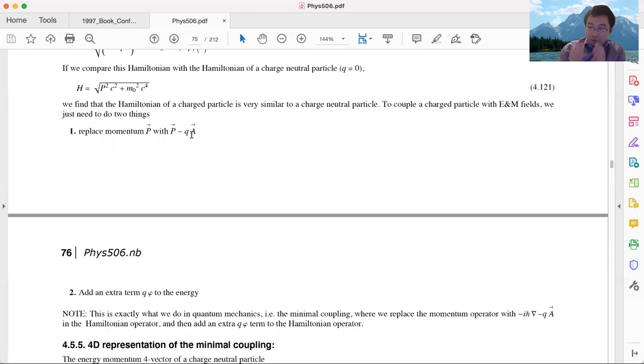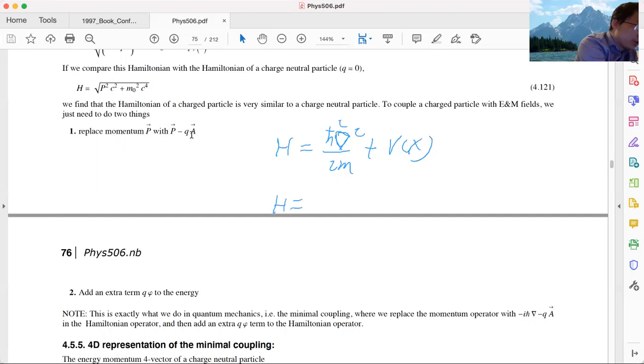You have probably already seen this structure in quantum mechanics. In quantum mechanics, when we try to write down the Hamiltonian of a charged particle, this is exactly what we do. So in quantum mechanics, say the Schrödinger equation, minus h bar squared divided by 2m, derivative squared, plus some potential energy. If this is the Hamiltonian of a neutral particle, then if I want to write down the Hamiltonian for a charged particle, what we should do is the following.